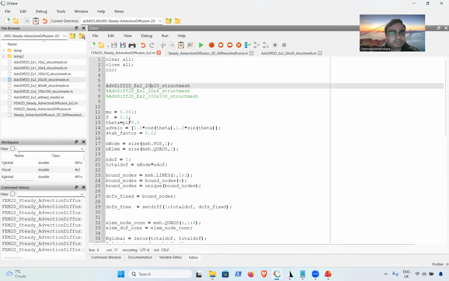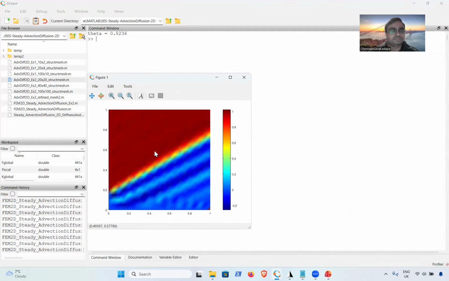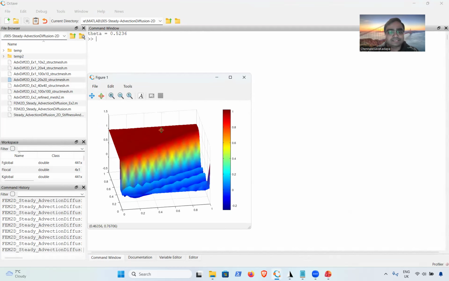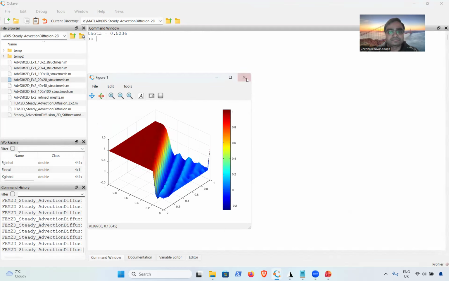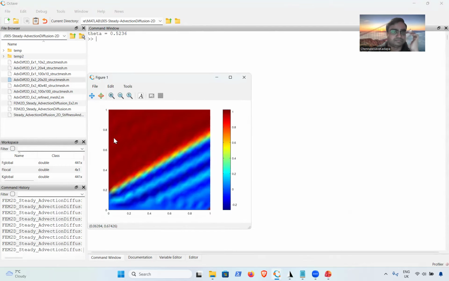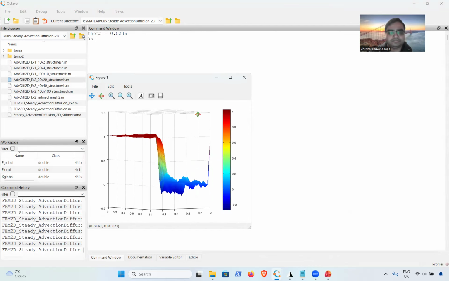Now let us see what happens if I change this to 1e minus 3. Now I'm going to change this to 1e minus 4. So now the oscillations got bigger. Let's say with 1e minus 5. As we expect, the oscillations should get worse, and they do.